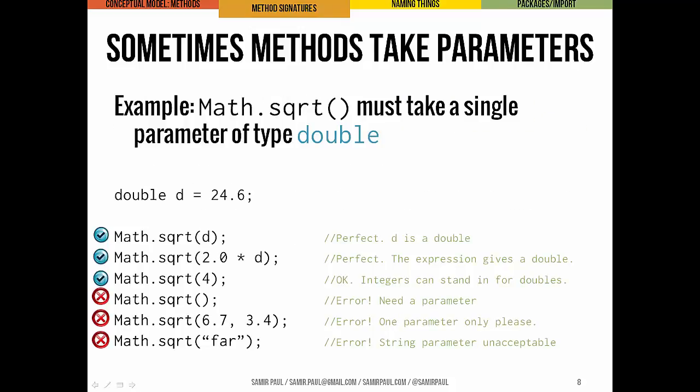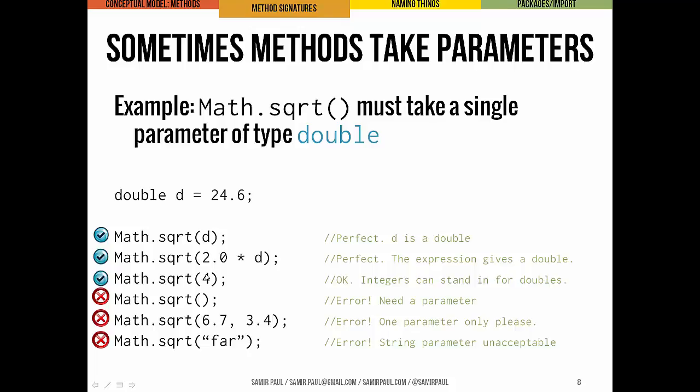So let's take an example. We'll see shortly a method called the square root function. It's in the math class. Here, the square root function has to take a single parameter of type double. So let's see, if I have a double d, it's 24.6. Well, if I just call square root of d, perfect, makes sense. d is a double, we're taking the square root. If I then go ahead and say square root of 2.0 times d, still works fine. That expression as a whole, 2.0 times d, is going to evaluate to a double.